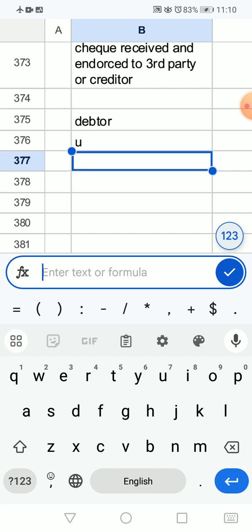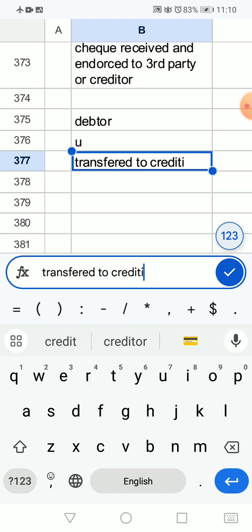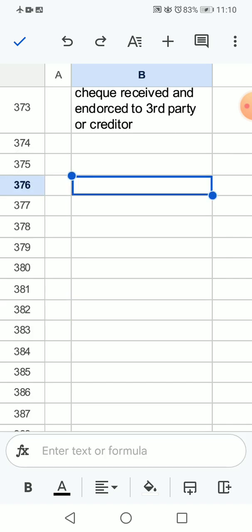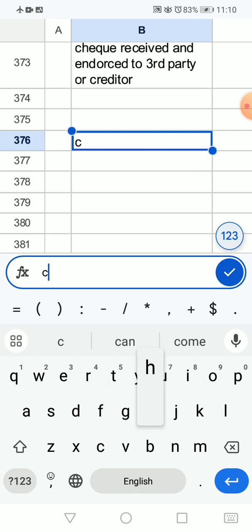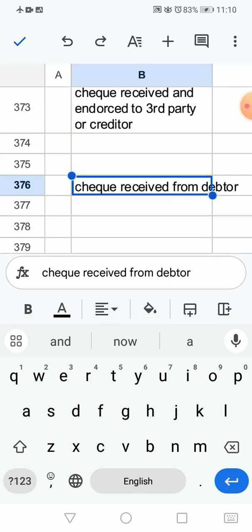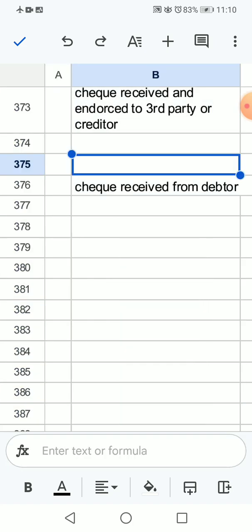Next stage, you have transferred that check to your creditor. This is your next stage. You have transferred the possession of that check to the creditor, and we will now perform journal entries of these stages. I'm clearing it. At first stage, what you have done, you have received a check from debtor. What entry you will perform? Think about it.